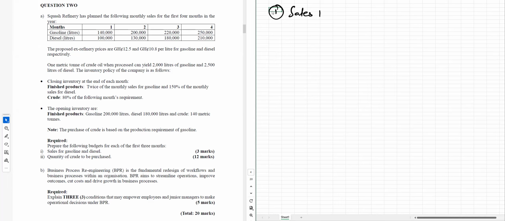How do we get the sales budget? It is always quantity sold times selling price. Sales budget equals quantity sold times selling price.